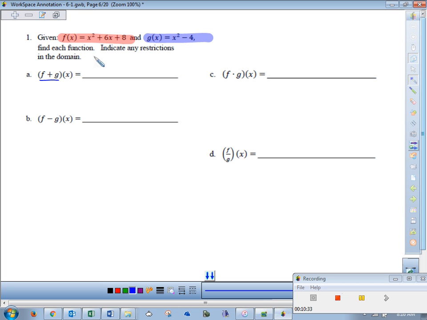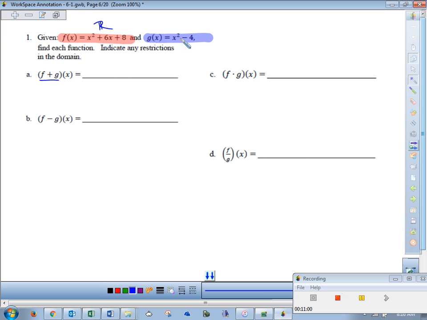Red guy, what's his domain? Are there any bad dudes in there? Are there any x's in the denominator? Are there any square root symbols? Yes or no? So what's his domain? So I put that above there. He's cool. Anything I want works for x in that function.